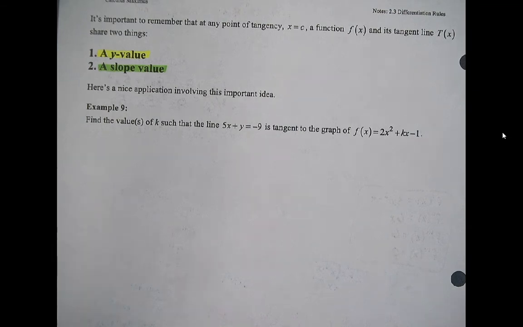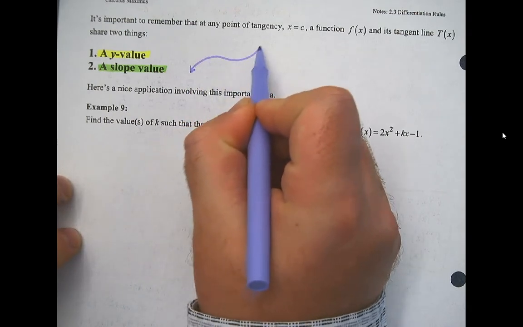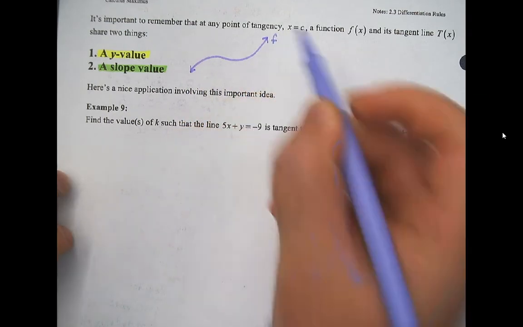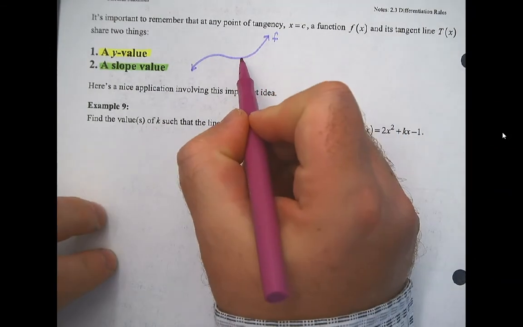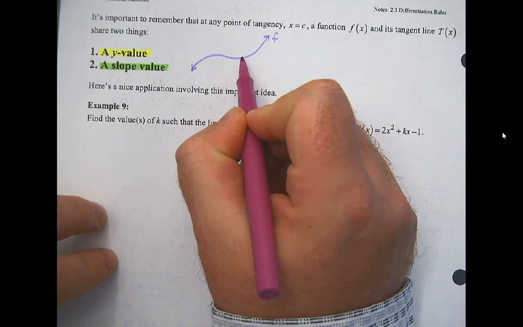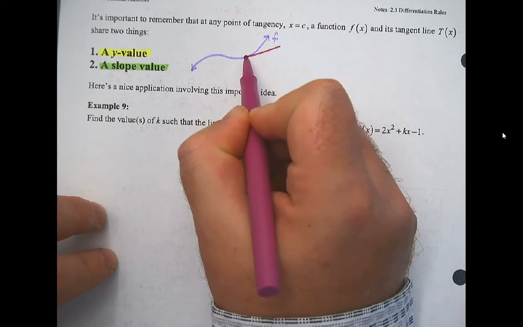So if I have some curve here, this is f, and I draw the tangent line. I'm so terrible at drawing these curves. I never pick one that's good. Here's the tangent line.